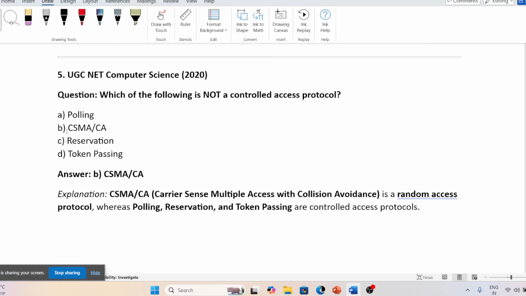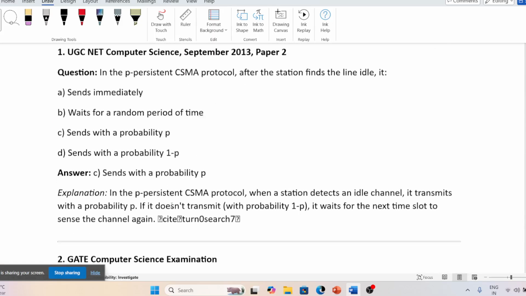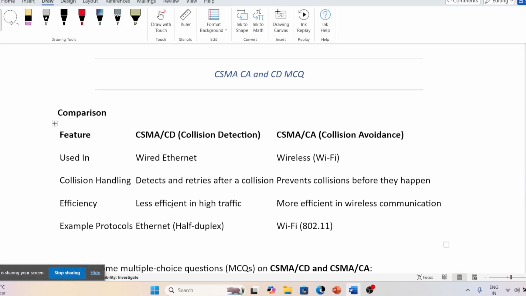Which of the following is not a control access protocol? कौन सा कंट्रोल एक्सेस प्रोटोकॉल नहीं है? CSMA, CSMA नहीं है, ये पोलिंग कंट्रोल है, रिजर्वेशन कंट्रोल है, ये CSMA किसका है? ये रैंडम एक्सेस प्रोटोकॉल मेथड है। So these are the few questions we have seen about this. Okay. So in next class we are going to see next topic.